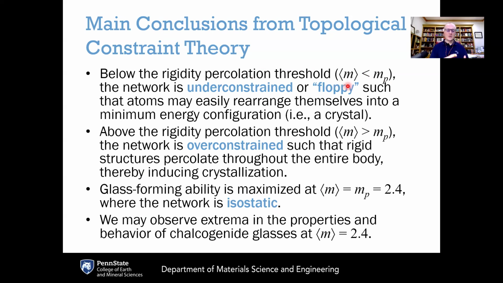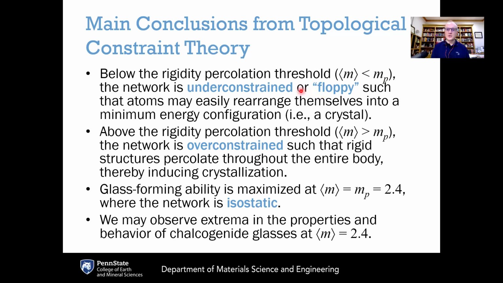This means that you don't have enough bonds in the system to really pin down the exact locations of all of these atoms. And what that means is that you're able to deform the atomic structure of the glass by moving the atoms around because there's not enough bonds there to keep them in place. This is also called a floppy network. Floppy because atoms would have the ability to rearrange themselves with a very low cost in energy because there's not enough bonds to hold them in place.